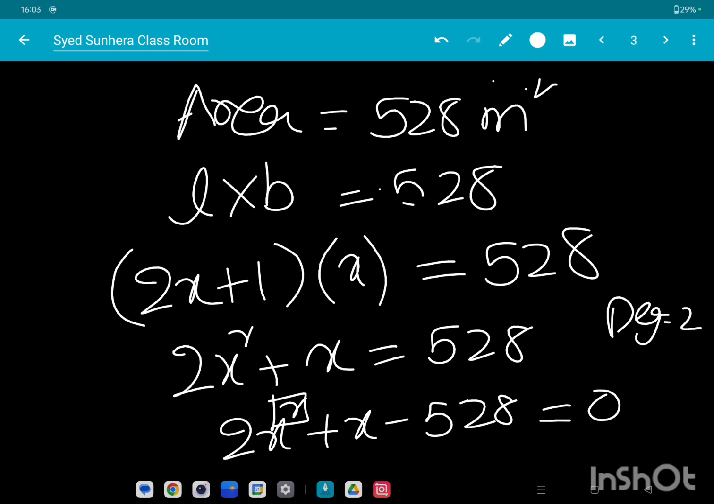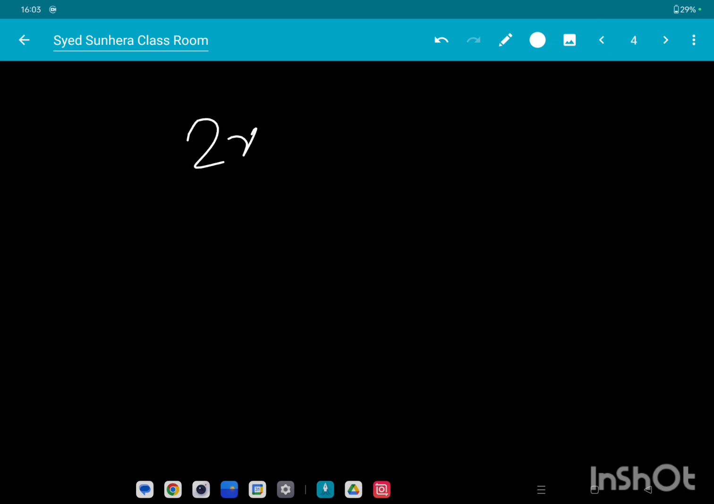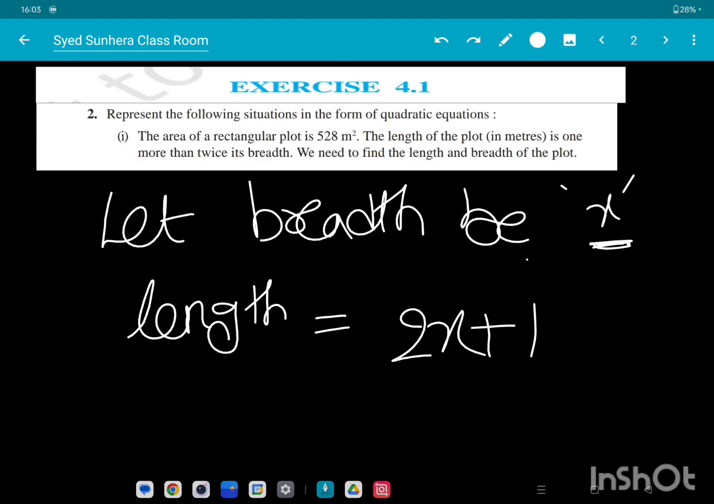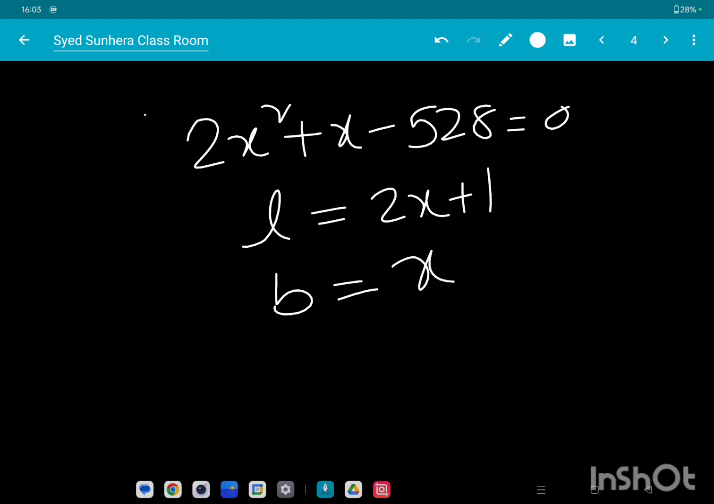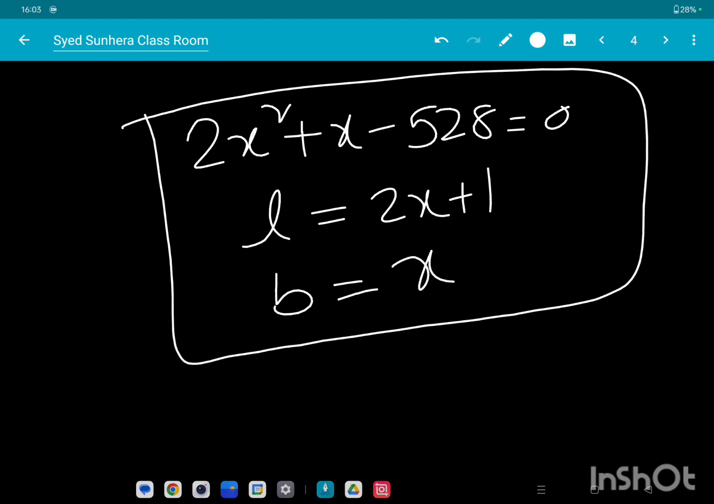So the final answer is 2x square plus x minus 528 is equal to 0, and it was given that we need to find the length and breadth of the plot. Here the length is 2x plus 1 and breadth will be x. So this is the solution we find in this question. Now we will move to the second question.